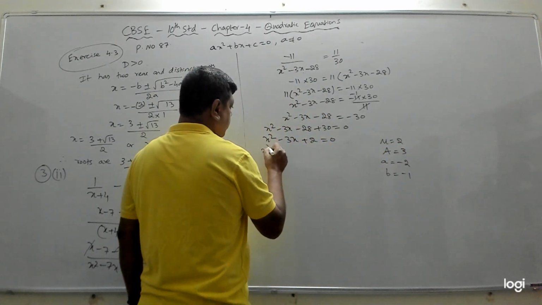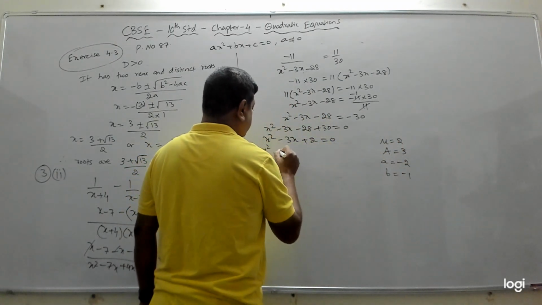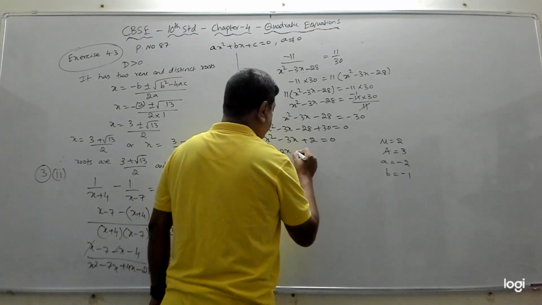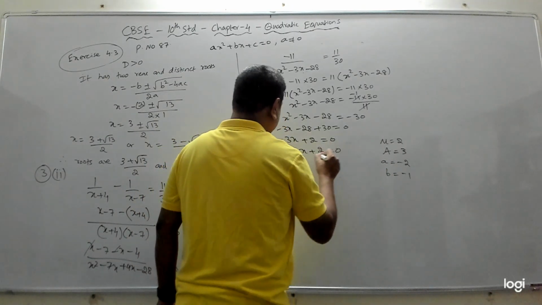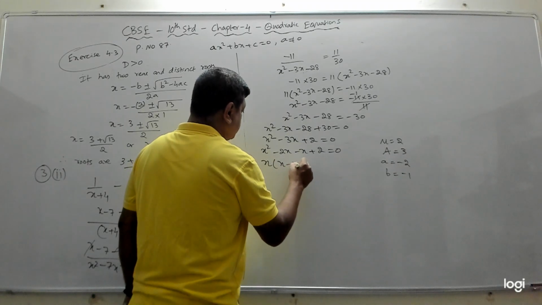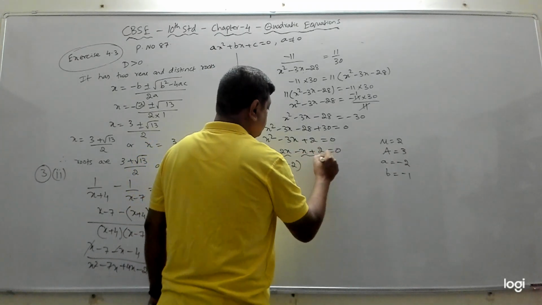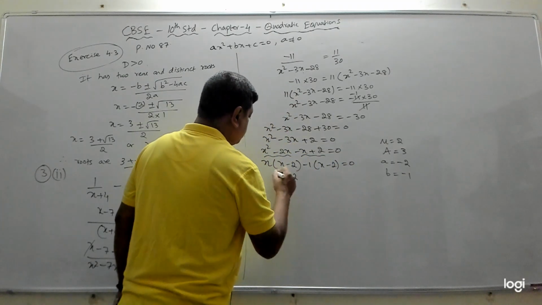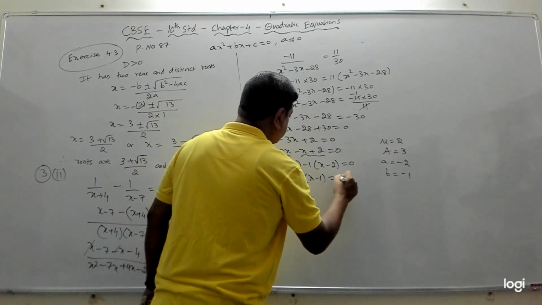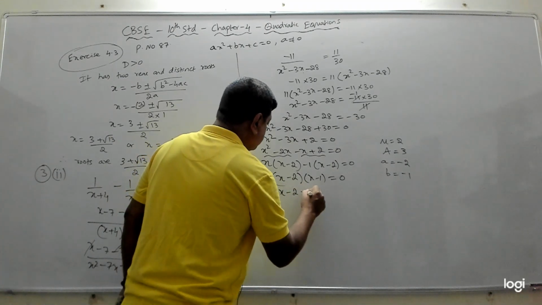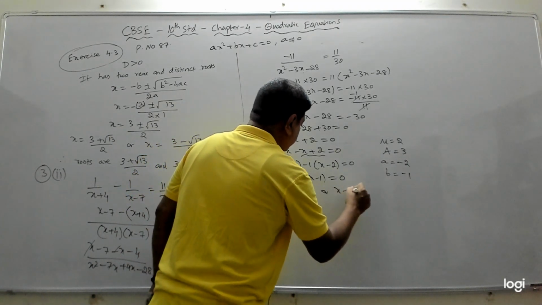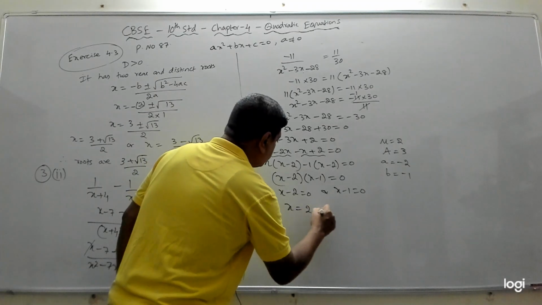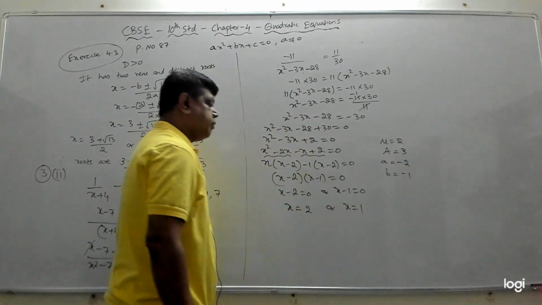So here you get x square, this will become minus 2x, this will become minus x plus 2 equal to 0. If I take x common, I'll get x minus 2 from these two. And from these two, if I take minus 1 common, I'll get x minus 2 equal to 0. You get x minus 2 into x minus 1 equal to 0, which means x minus 2 equal to 0 or x minus 1 equal to 0. So which means x is equal to 2 or x is equal to 1.